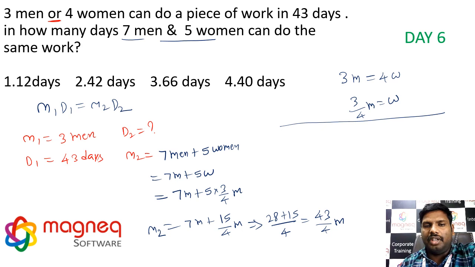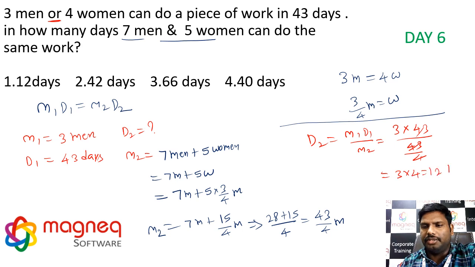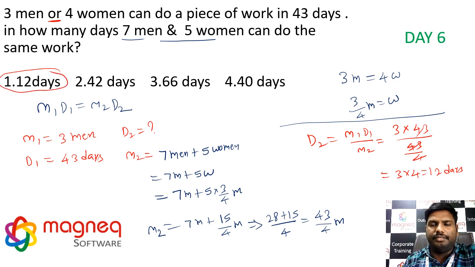So M1 D1 equals M2 D2, and we have to find out the D2 value. D2 equals M1 D1 by M2. M1 value 3 into D1 value 43 by M2 value 43 by 4. So 43 cancels, and 3 fours are 12 days.